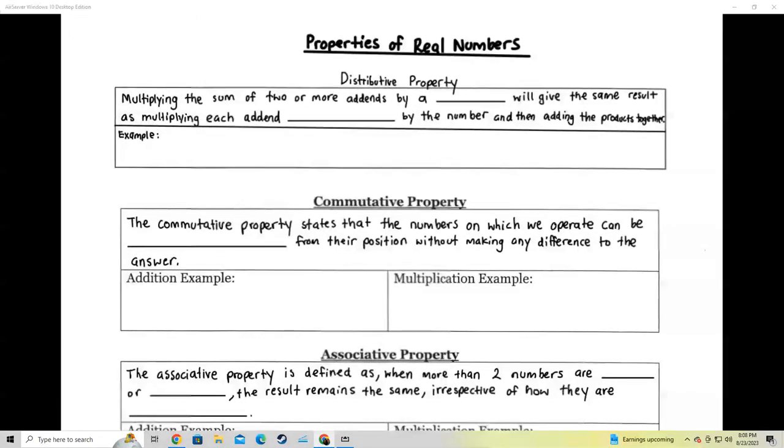Okay, so here we go. Today we're going over properties of real numbers. As we're doing this, we're going to show you some examples of what this looks like. All right, so let's go over the definition.